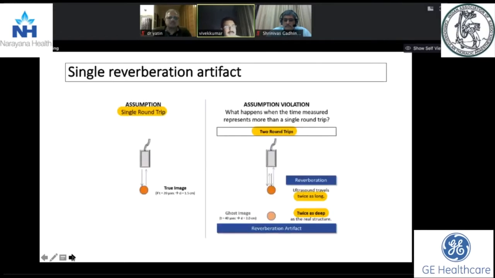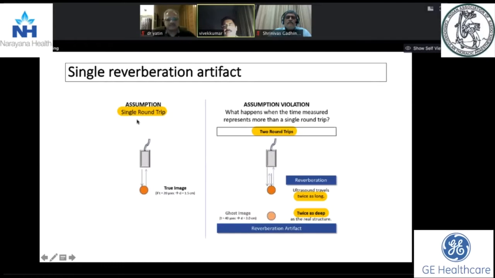So what are reverberation artifacts? If we look on the left side of the screen, this is the transducer, this is the object reflecting it. Here it goes the beam, here comes back the echo. It is one round trip, and the time is calculated for the one round trip. But many a times we have beams which come from the transducer, go to the object, and keep getting reflected again and again. Or we have a second reflector, a strong reflector, which keeps reflecting these beams. So the more the number of reflections, the longer the time it takes for the beam to go back to the transducer, and it is interpreted as if that particular reflector is much below the original reflector.